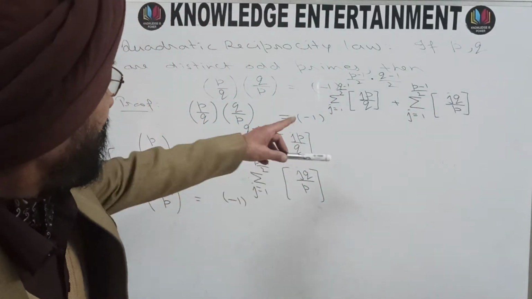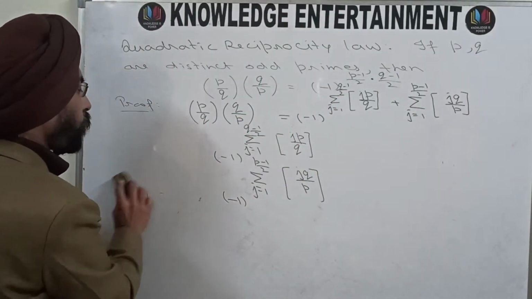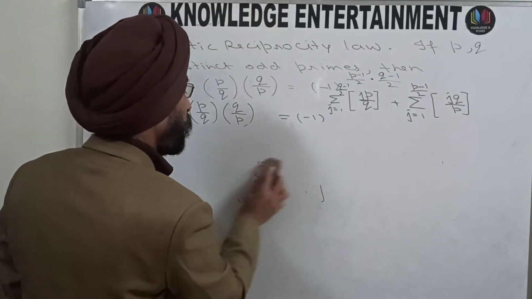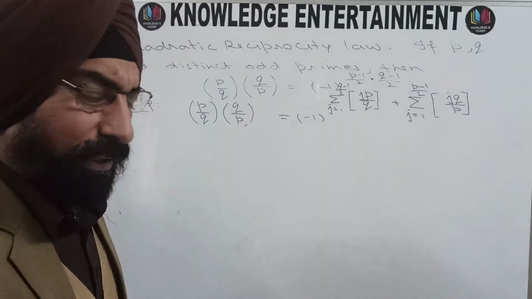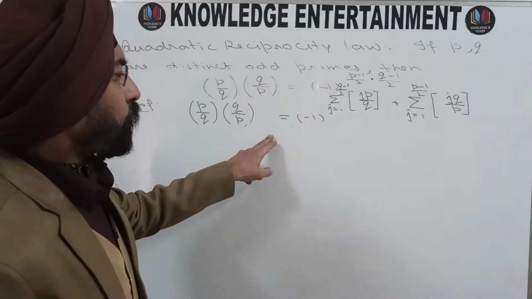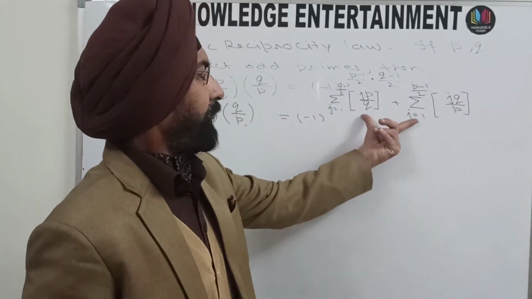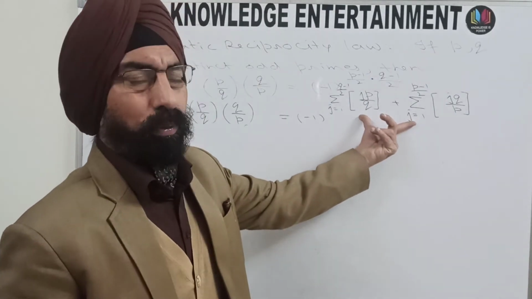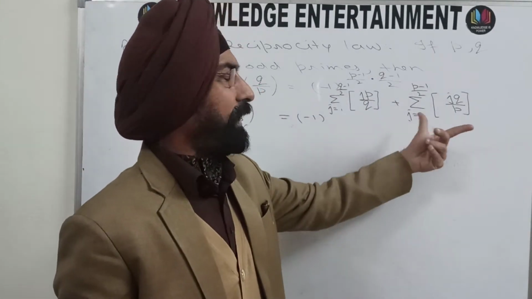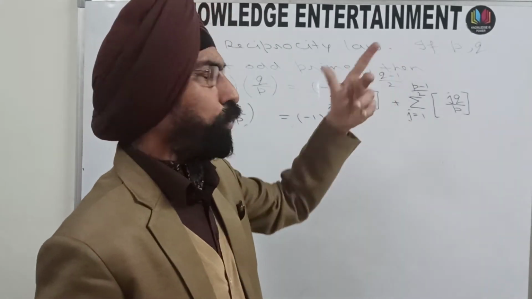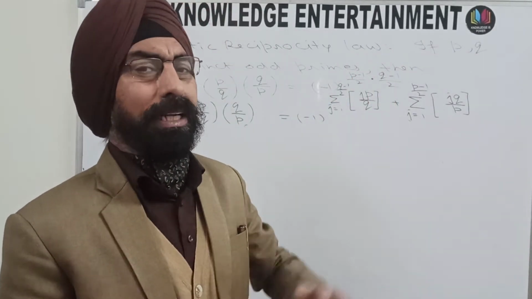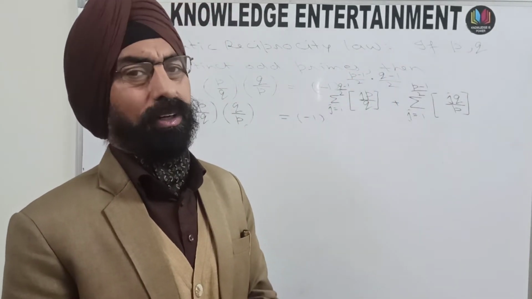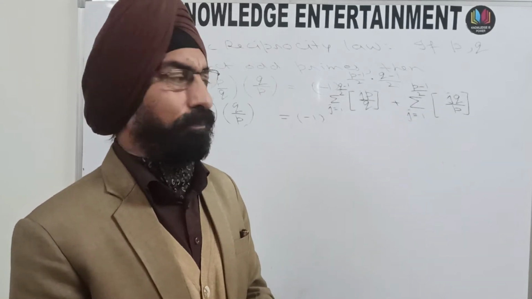So we are at this step, and now look at the result we are to prove, and look at the step where we compare these two. We just have to prove that sigma jp by q, j varying from 1 to q minus 1 by 2, plus sigma jq by p, j varying from 1 to p minus 1 by 2, is equal to p minus 1 by 2 into q minus 1 by 2. We just have to prove this, and on proving this the theorem will be completed.